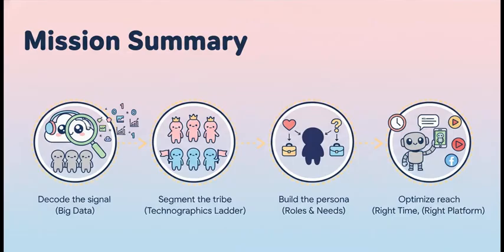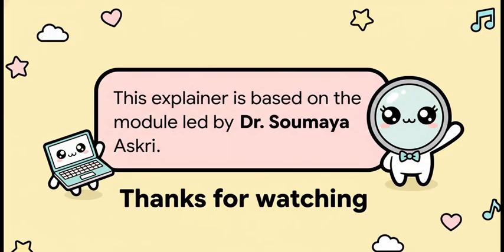So let's do a quick mission debrief. First, you decode the signal using big data. Second, you segment that huge crowd into smaller tribes using models like technographics. Third, you build a real, human persona based on their needs. And finally, you optimize your reach by showing up at the right time on the right platform. And that officially completes our mission for today.